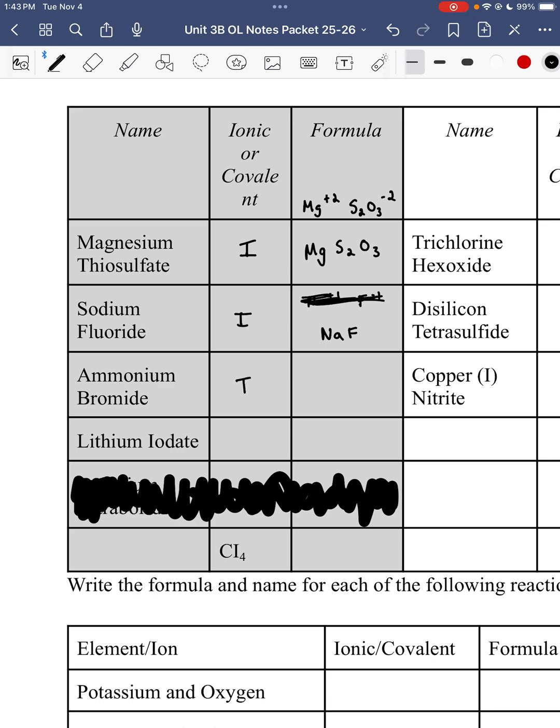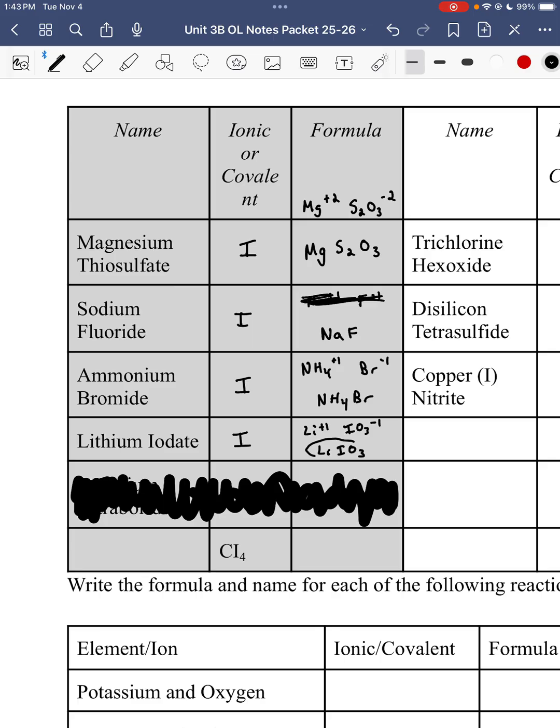Ammonium bromide, another ionic. I have NH4 plus 1 and Br minus 1. So when I cross these over, I get NH4Br. Lastly, or two more in this column, lithium iodate is another ionic, so I'll cross over Li plus 1. Iodate is IO3 minus 1, so when I cross them over, I'll get LiIO3. All those fairly straightforward because most of the charges are equal. In fact, all the charges were equal.